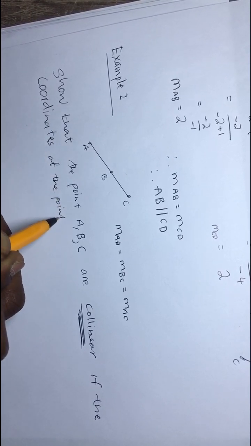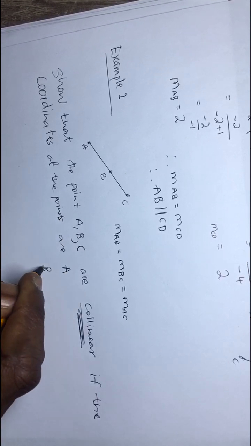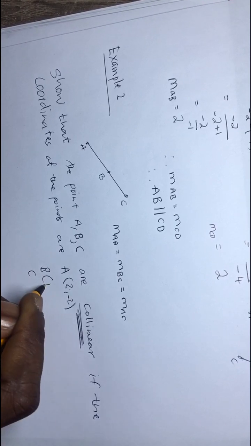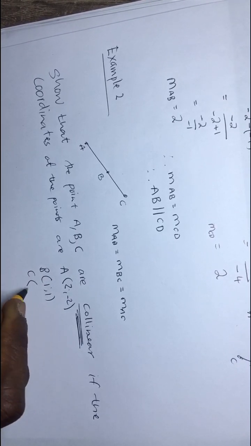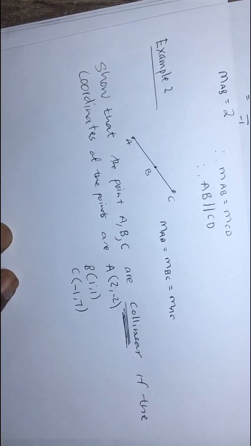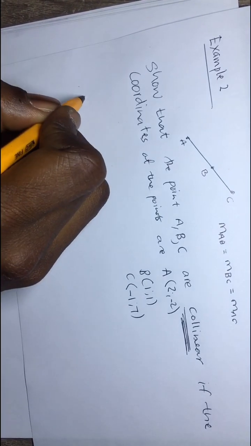You will be prepared. The points are, so they give you the points A, B, C. This one is 2 and minus 2. This is B, 1 and 1. I know it's a bit boring, but you have to practice and more practice and more practice, so that you are going to ace the test.